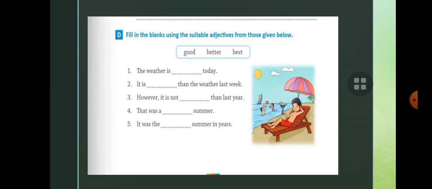That was a dash summer. That was a good summer. It was the dash summer in the year. It was the best summer in the year. You can do this exercise easily.